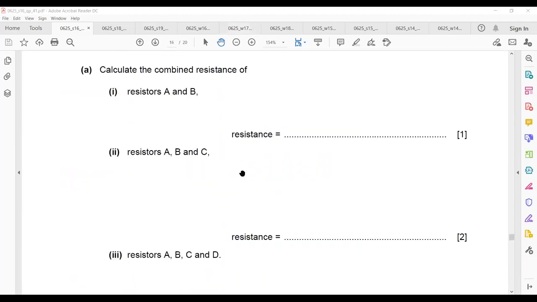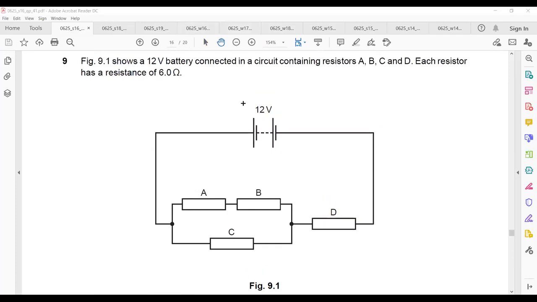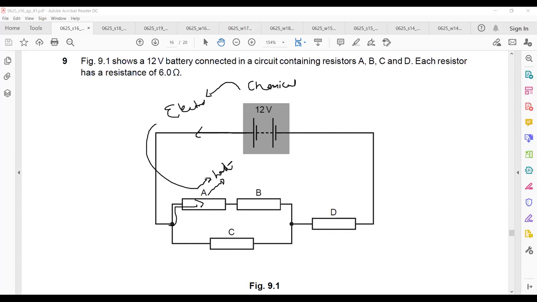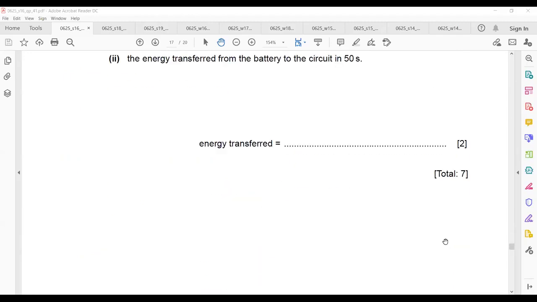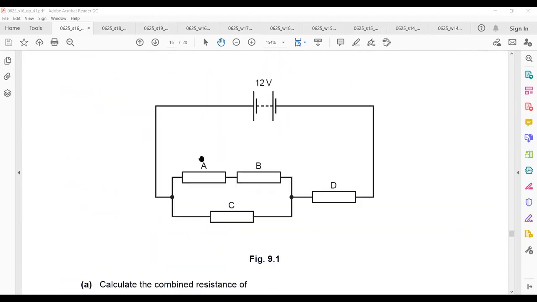So in an electrical circuit, what are the energy changes here? First, a battery will have chemical energy. Inside the battery, we have chemical energy. This is not the question, this is just information. When the charges start to flow, it will have electrical energy. But when the charges flow through the resistor, it will convert into heat energy. So the energy change here: chemical changes to electrical and electrical changes to heat energy. Because here we don't have a lamp. If there was a lamp, then we would say light and heat energy. But we have only resistors. So when the charges pass through them, they produce heat. So that was the last part of the question.